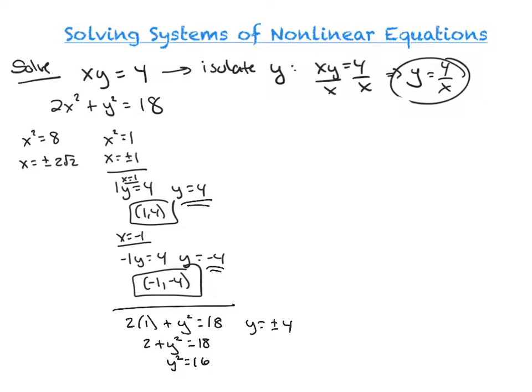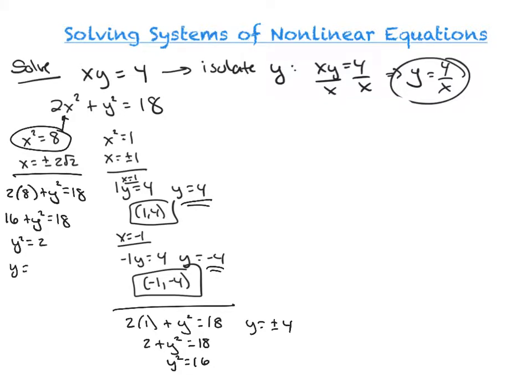Okay, now that we know that though, when we go to x squared equals 8, or x equals plus or minus 2 root 2, we can plug them into the bottom equation. I'm going to plug x squared equals 8 into the bottom equation. So 2 times 8 plus y squared equals 18, which is 16 plus y squared equals 18. Subtracting the 16, we get y squared equals 2, so y equals plus or minus the square root of 2.